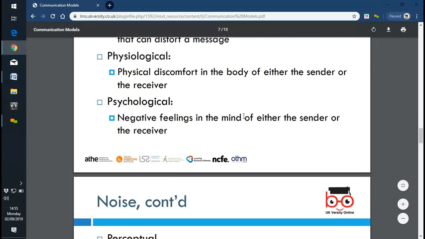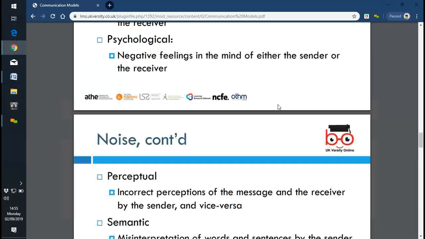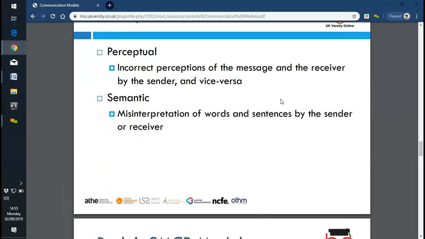And again, psychological: negative feelings in the mind of either the sender or the receiver. I don't like talking to this person. I never have liked talking to this person. They never answer me. All sorts of things like that can be in the noise.